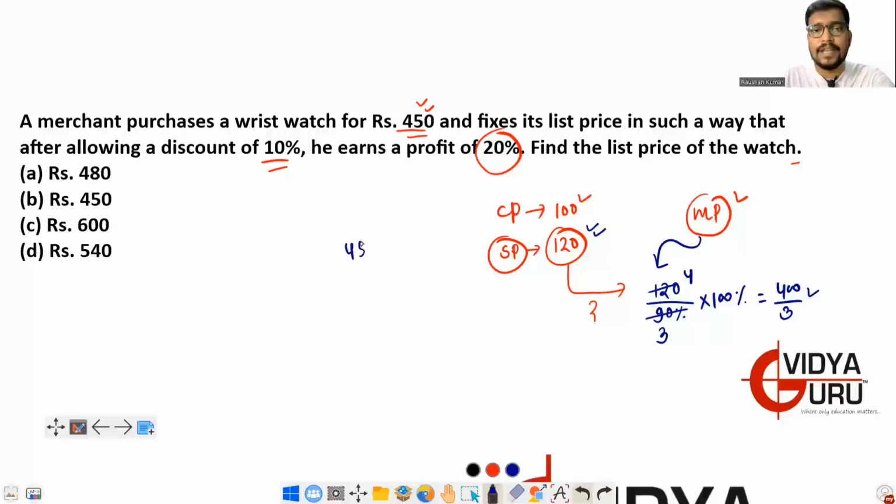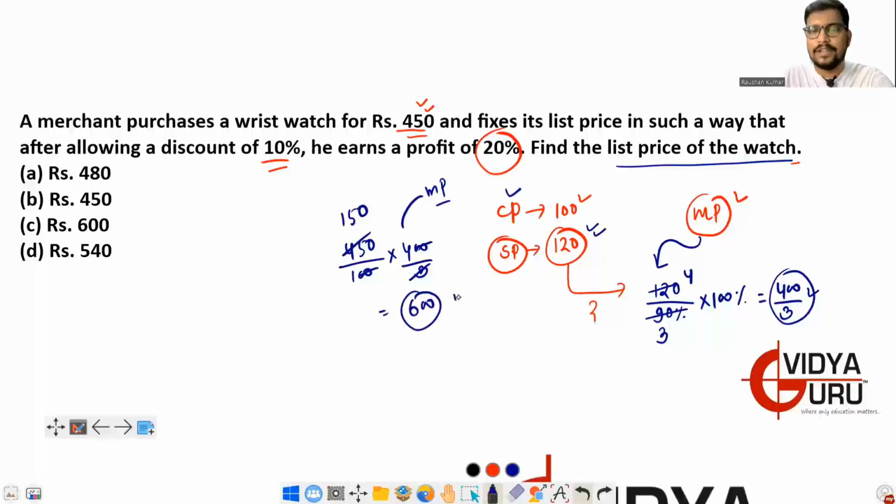We can say 450 is the value of 100 that is the CP, and we need the value of this 400 by 3, which is our MP here, and the question is asking to find the list price of the watch. If you solve this, the zeros cancel out, 3 into 150, and we get 600 as our MP. So this is the first approach. While solving a question, we should know different approaches, and use whichever approach we are comfortable with. So 600 is our right answer.